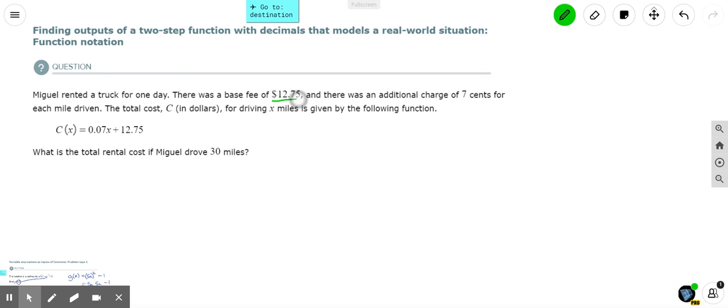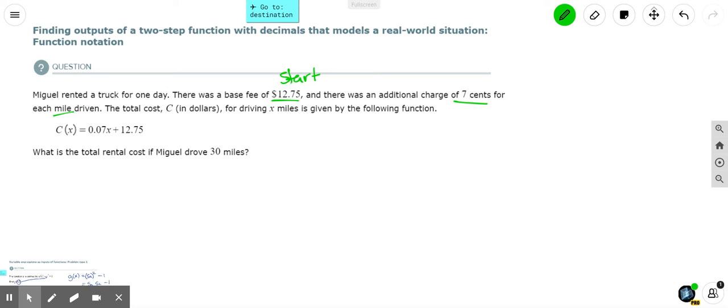There was a base fee of $12.75. That's your starting point. Now, we're not actually writing the equation. I think we did that last time. But there was an additional charge of 7 cents for each mile. So 0.07M, I would have put, but they put X.